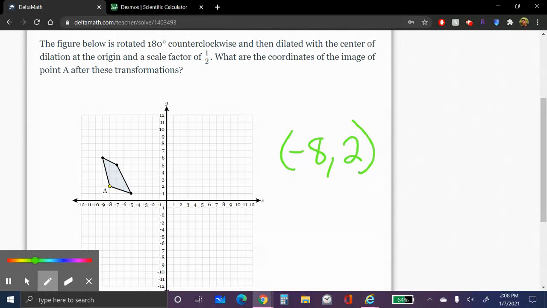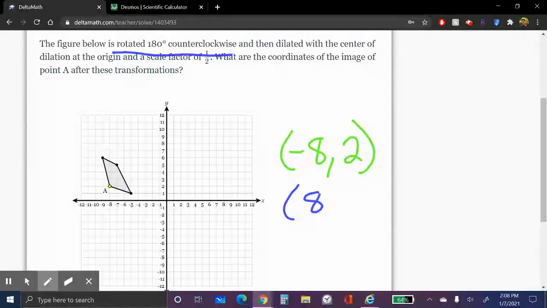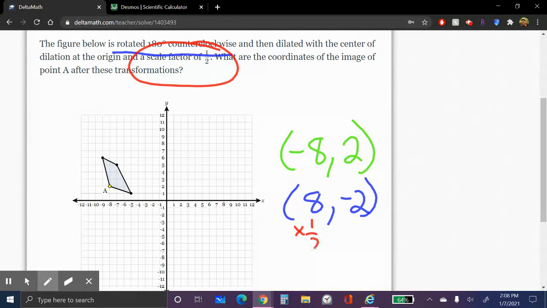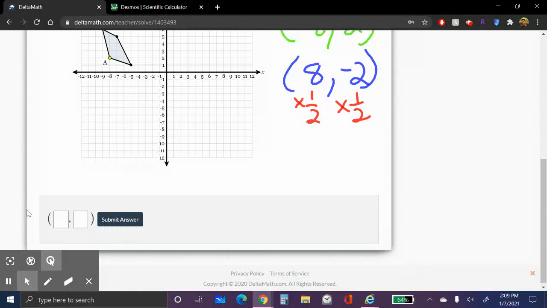When I rotate it 180 degrees, it changes the sign. So it's +8, -2. So that's that. Then when I have a scale factor of 1/2, I multiply both coordinates by 1/2. So 8 times 1/2 is 4, and -2 times 1/2 is -1.